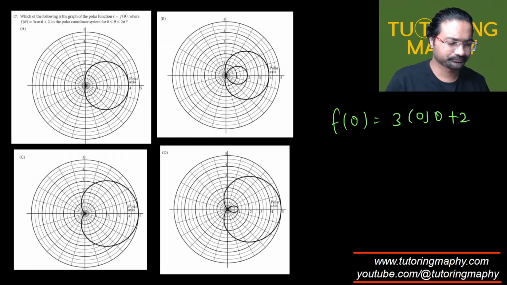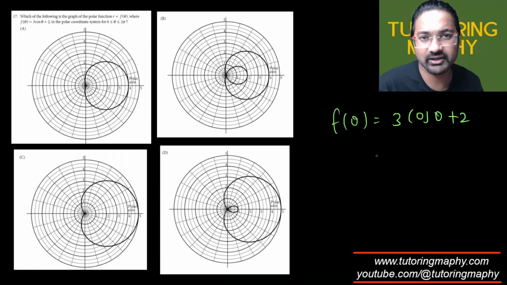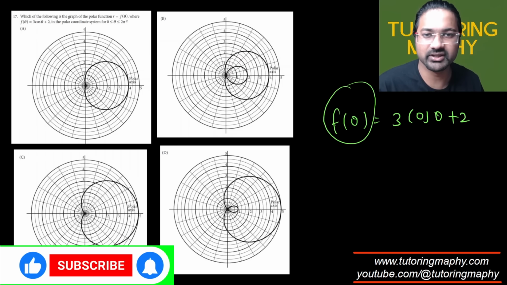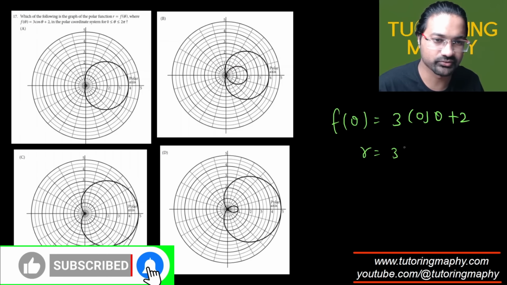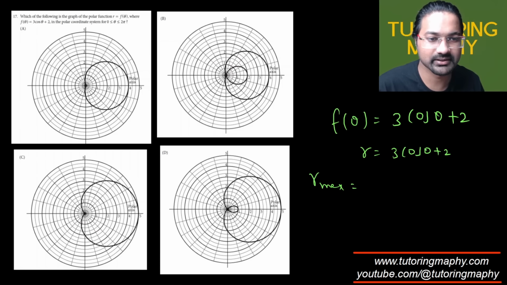Find the range of r. What do I mean by the range of r? Range of r means find the maximum value and the minimum value of r. Maximum value of r, because f theta is nothing but r, right? r is equal to 3 cos theta plus 2. The maximum value of r is going to be when cos is maximum, and cos is maximum when it is 1. So the maximum value will become 3 times 1 plus 2, which is 5.